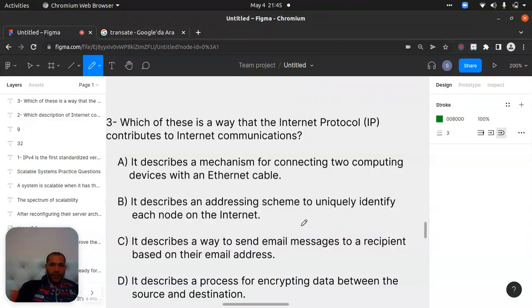What do you think? It describes an addressing scheme to uniquely identify each node on the internet. It's a mechanism for connecting computing devices with an Ethernet cable? It's not. It describes a way to send email messages to recipients based on their email address. It describes a process for encrypting data between source and destination. How IP contributes to internet communications. What do you think?